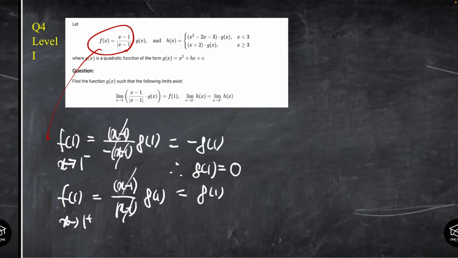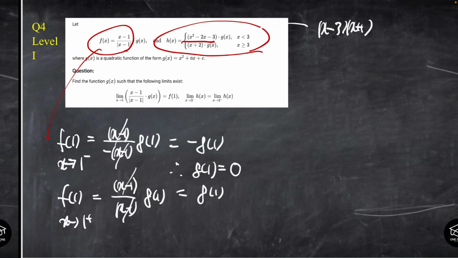Next, we'll check continuity at x equals 3. The expression x squared minus 2x minus 3 factors as x minus 3 times x plus 1. So on the left side of x equals 3, h of x becomes x minus 3 times x plus 1 times g of x. As x approaches 3, x minus 3 goes to 0, so the entire expression goes to 0 as long as g of x is finite.